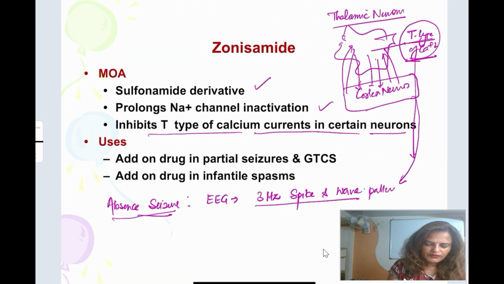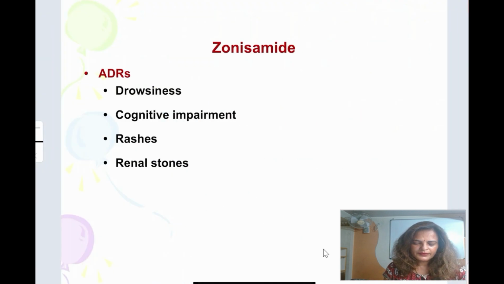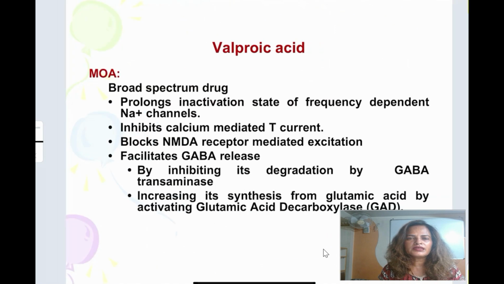We use it as an add-on drug in partial seizure, in absence seizure, then grand mal epilepsy, and in infantile spasm. Important adverse effects: drowsiness, cognitive impairment, rashes, and renal stones are seen with this.